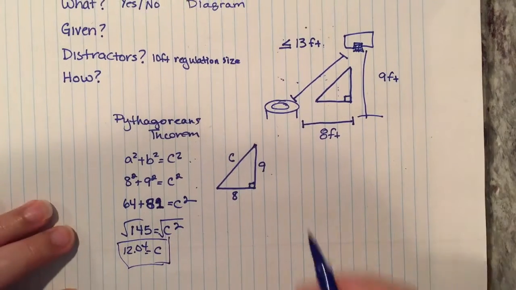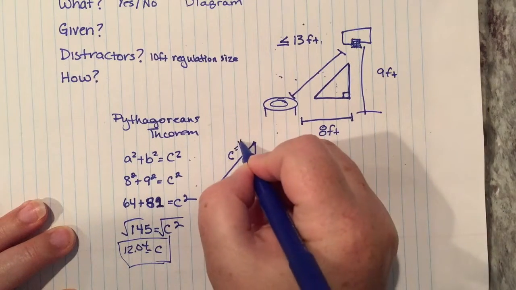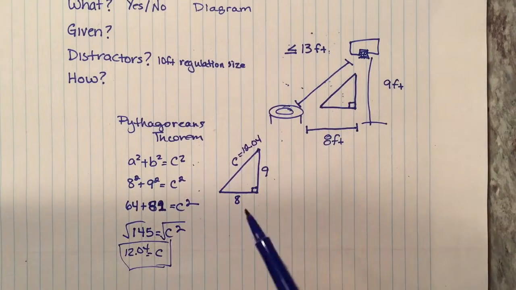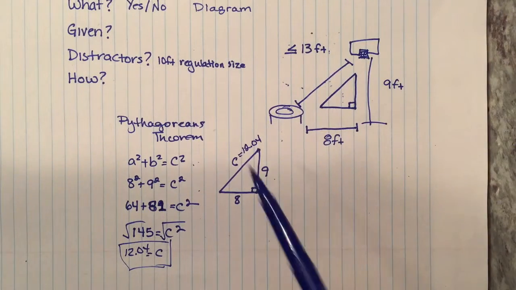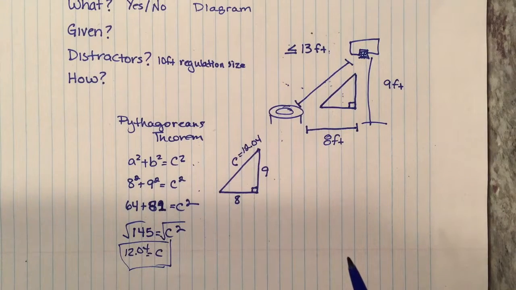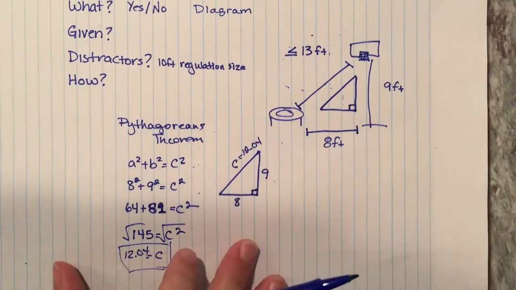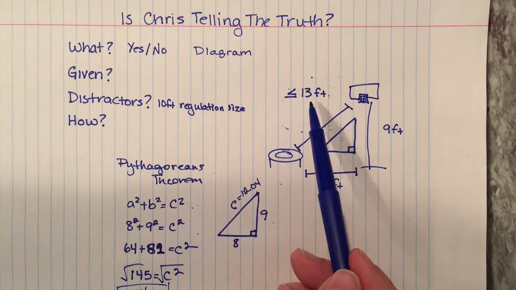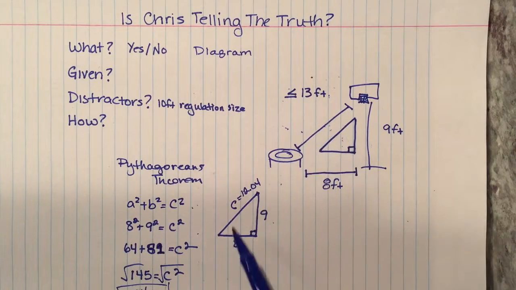What that means is that this diagonal distance required to actually jump and dunk the basketball would need to be 12.04 feet. Now, Chris says that he has been able to successfully dunk a ball 13 feet diagonally. So that's well within the limit, and we're going to say that yes, Chris is telling the truth.